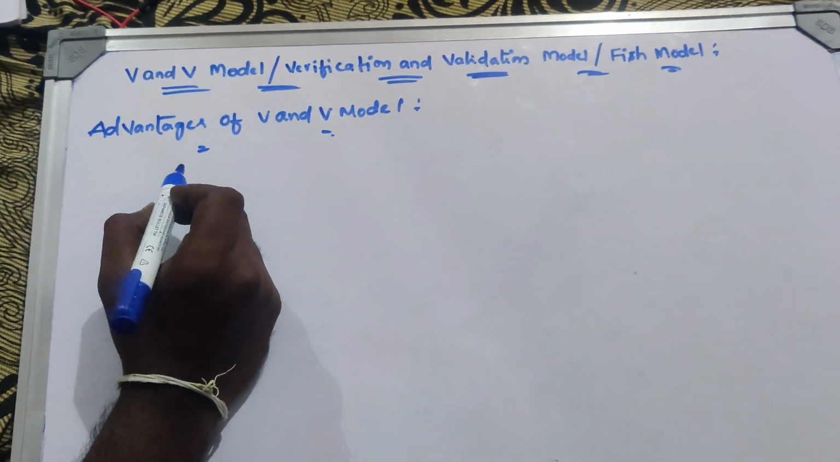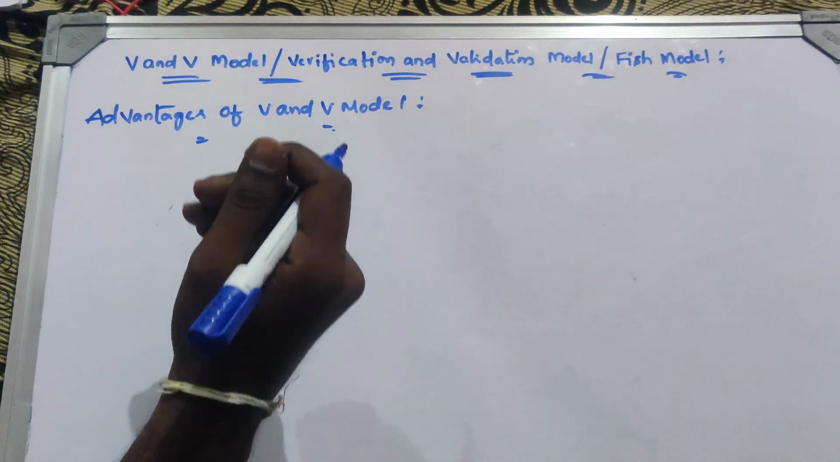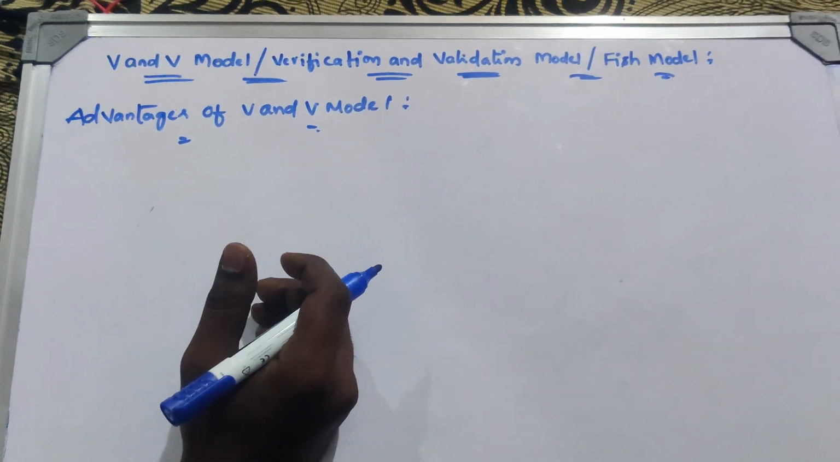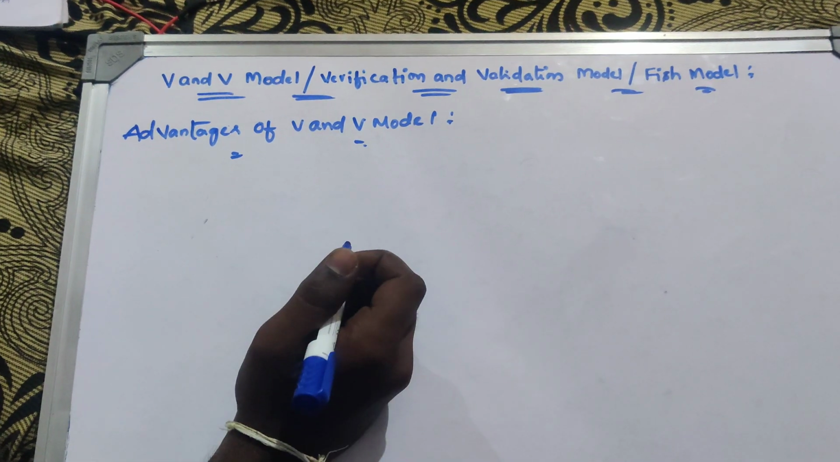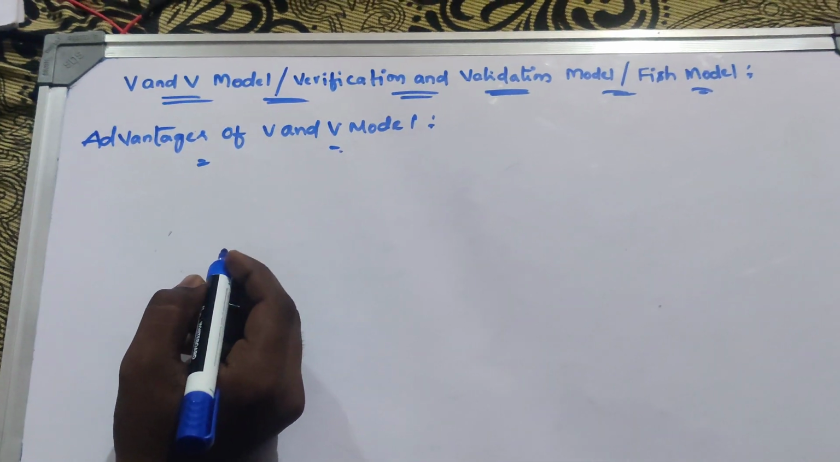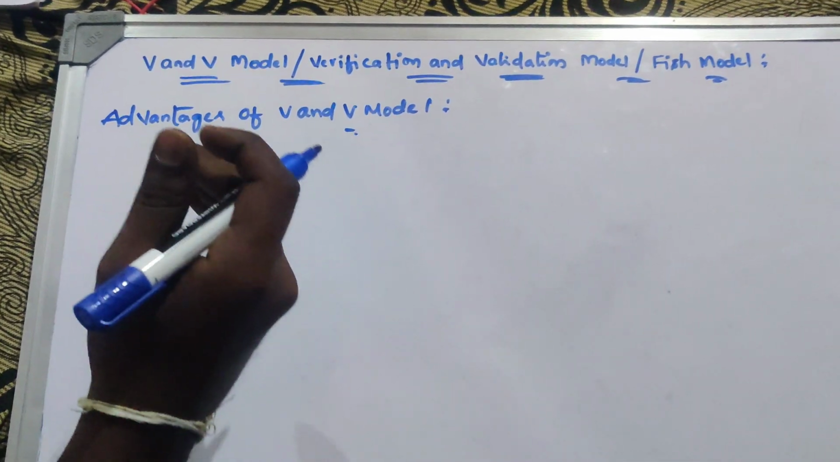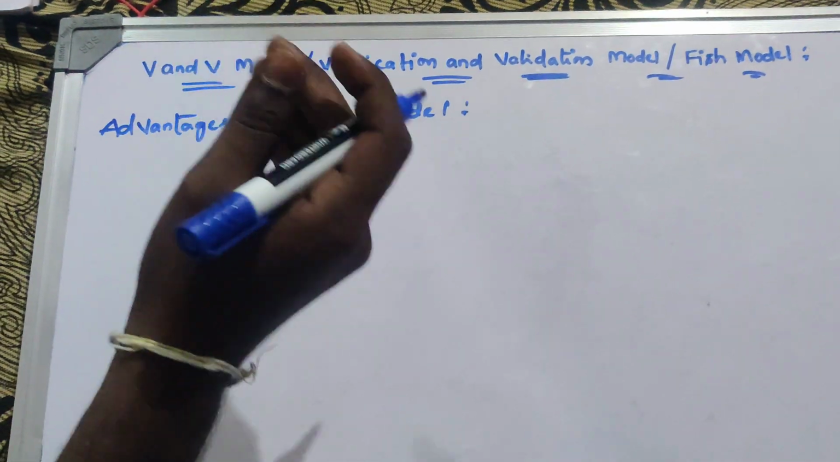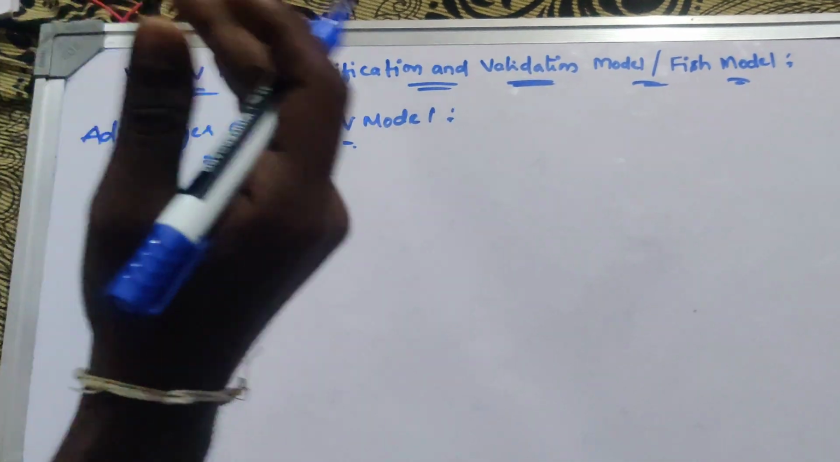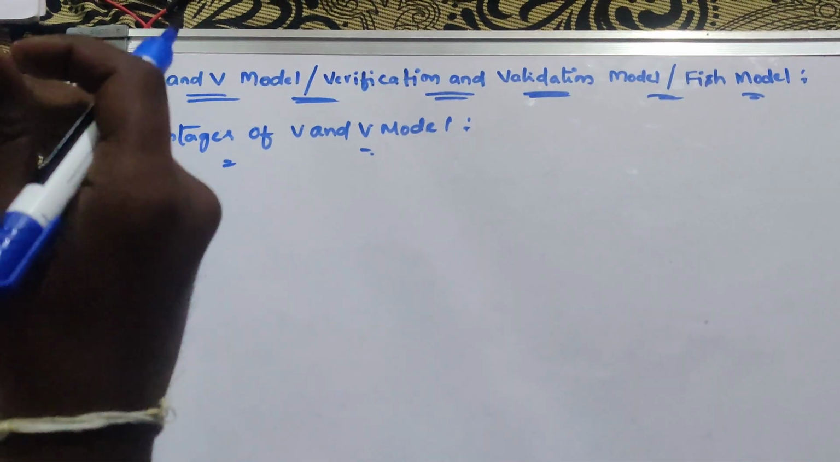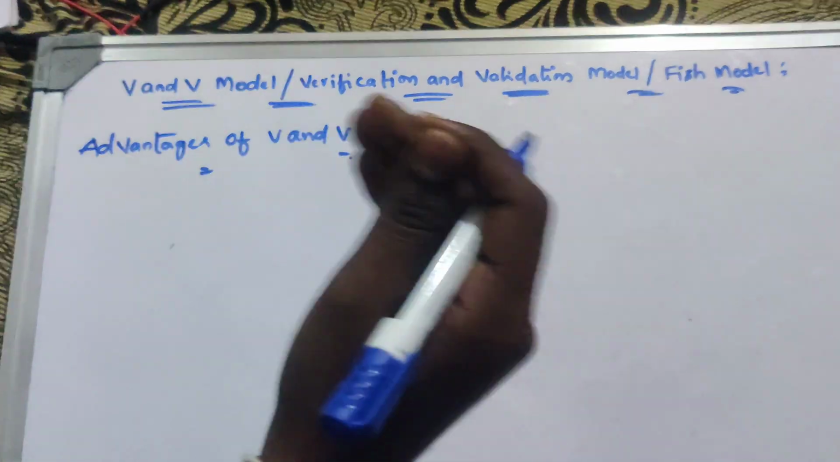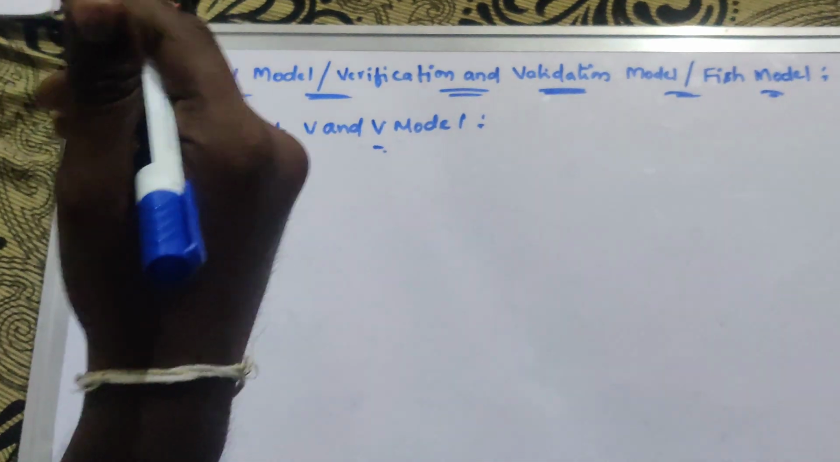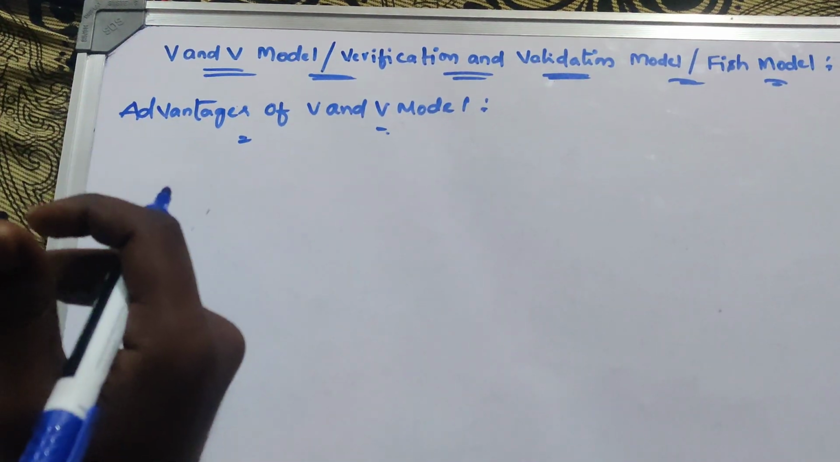So guys, before this we have seen the process of the VNV model. Now we are going to see the advantages of the VNV model. Before, in the waterfall model and spiral model, we haven't tested the requirement collection stage, design stage, low level design and high level design. So here we are testing each and every stage, right?